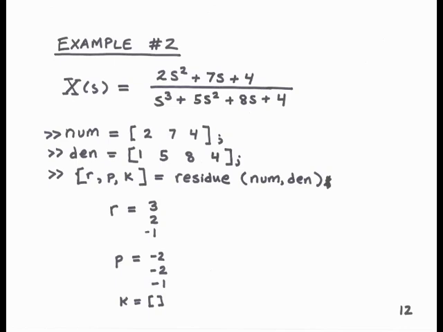We then use the residue command with the arguments num, den as before, and find r, p, and k. MATLAB returns r is [3 2 -1]. p is equal to [-2 -2 -1]. And k is the empty set. So now the question is how to interpret these results.